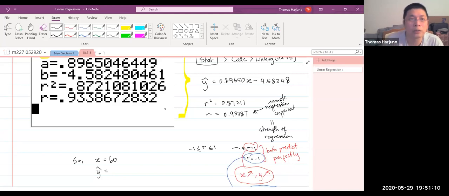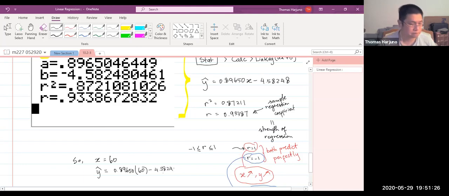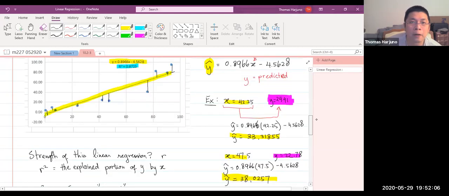Then I will use 0 point, and I don't need to use 5 decimal places actually. In reality, I can just use 0.896 if I want to. 60 minus 4.58248. I get y hat equals 49.20752. I will tell that person to drop that, because this person is at least 18 points below the required minimum to pass the class.